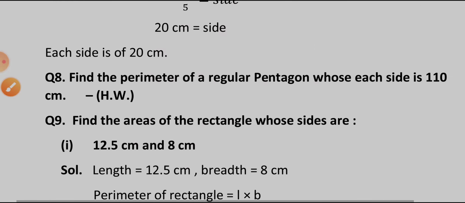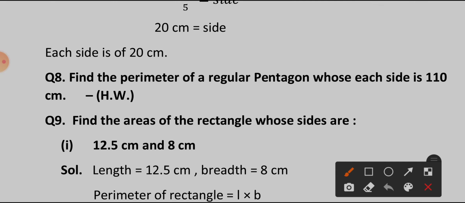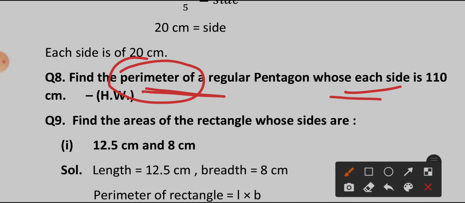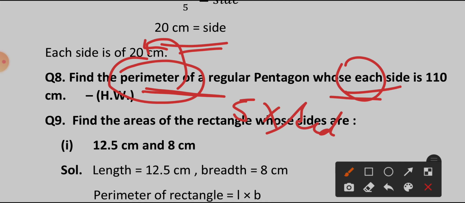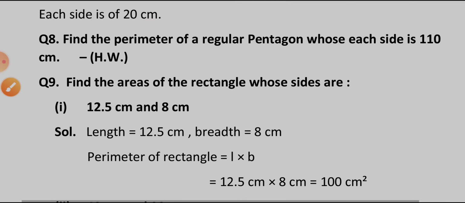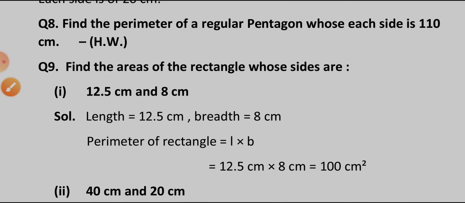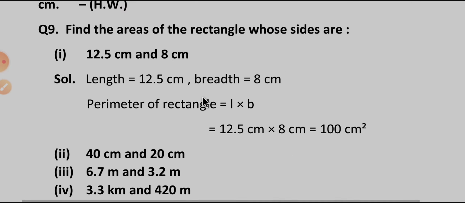The next question: find the perimeter of a regular pentagon whose each side is 110 centimeter. Using this formula only. But here in this question they asked about the perimeter and the side is given. In this question the side is given and we have to find the perimeter. So it means here we use the formula 5 multiply side. Then question number 9. Now we'll see how to find the area of a rectangle.